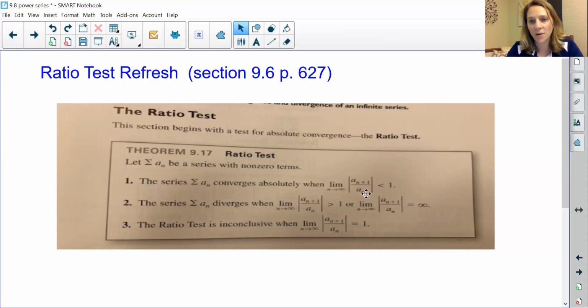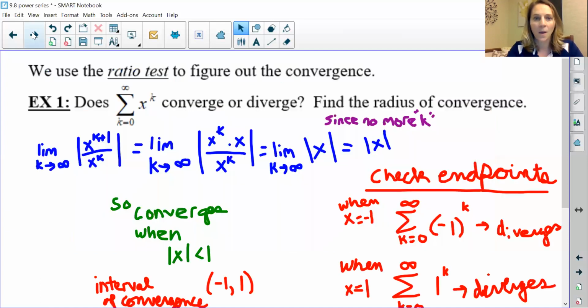And this was our ratio that we were looking for, like the next term, right? The term over the one before. And then the one that we have, it has to be absolute value less than 1. So the limit of this ratio has to be less than 1 in order for it to converge. Okay, so we're going to use the ratio test to find convergence.